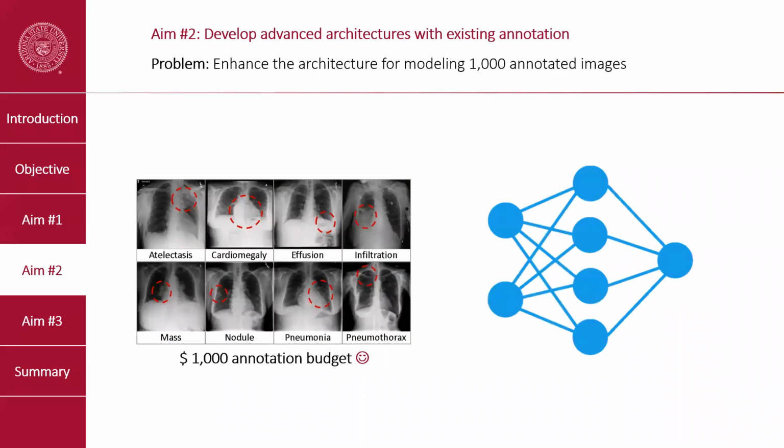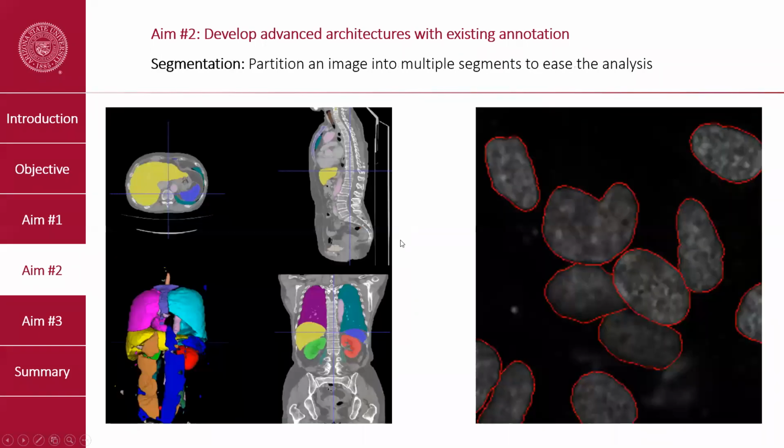So this work advised that not all data is created equal. Our job is to find the most essential data that can increase the deep model performance with as lowest annotation cost as possible. After collecting a certain amount of annotation, the second aim is how to develop advanced deep neural network architecture. Better architecture can lead to higher performance in disease classification, detection, and segmentation.